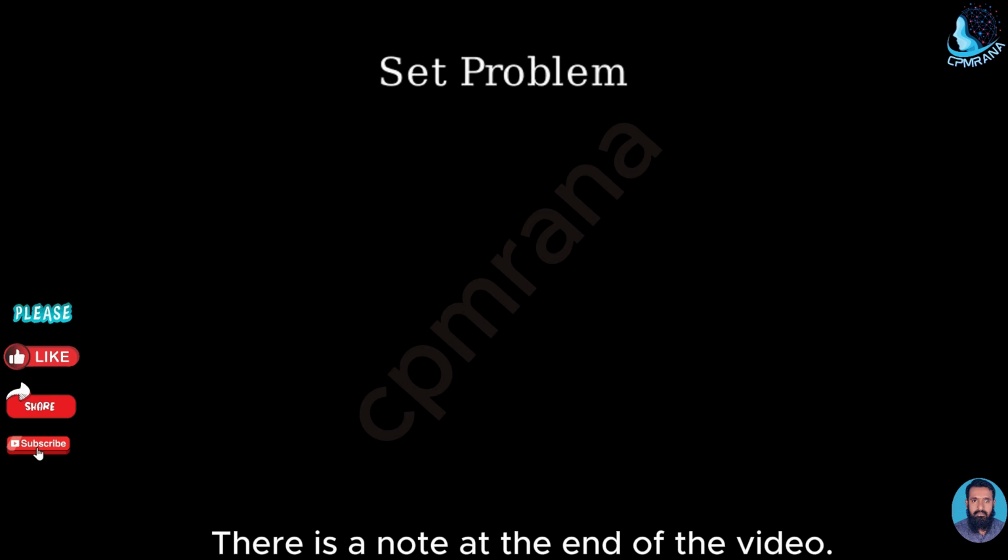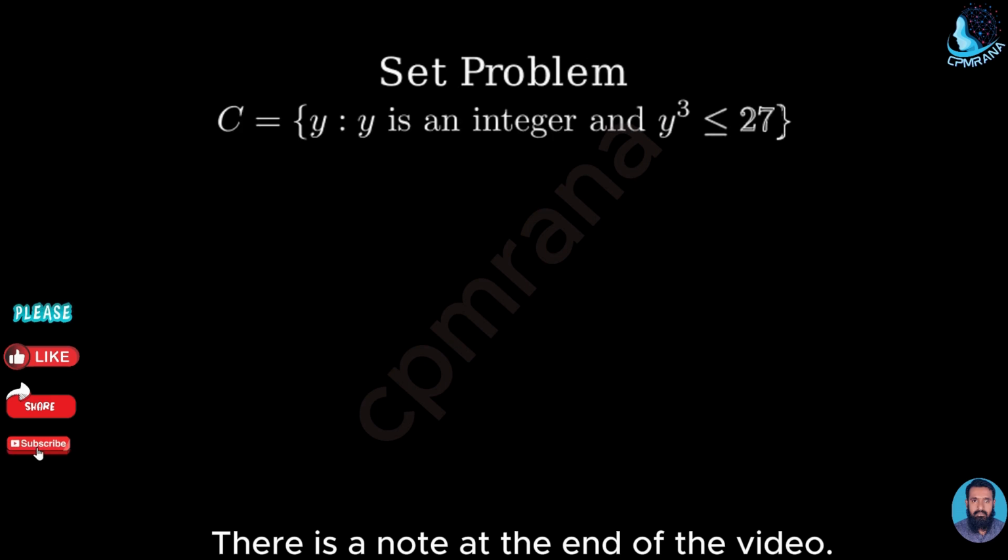Let's solve a set problem. We need to find the set C, where C is the set of all integers y such that y cubed is less than or equal to 27. To solve this, we'll use the listing method. This means we'll test different values of y to see which ones satisfy our condition.